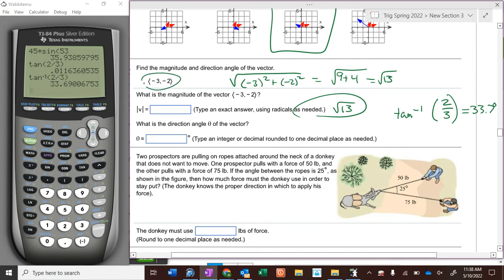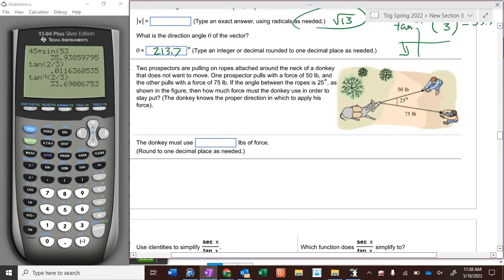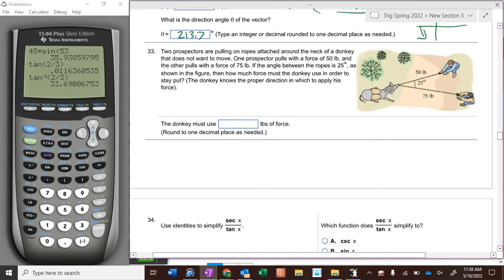Now, if you're in quadrant 3, what do you do with that 33.7? Nope. Add it to 180 because you go from your horizontal. And since you're in quadrant 3, you go down. So you add it to 33.7. So it's 213.7. And of course, I have to have my most favoritist problem of all time on there, the donkey problem. Okay? You make a parallelogram out of this. If this is 75, what's this over here? 75. If this is 25, what's the angle up here?